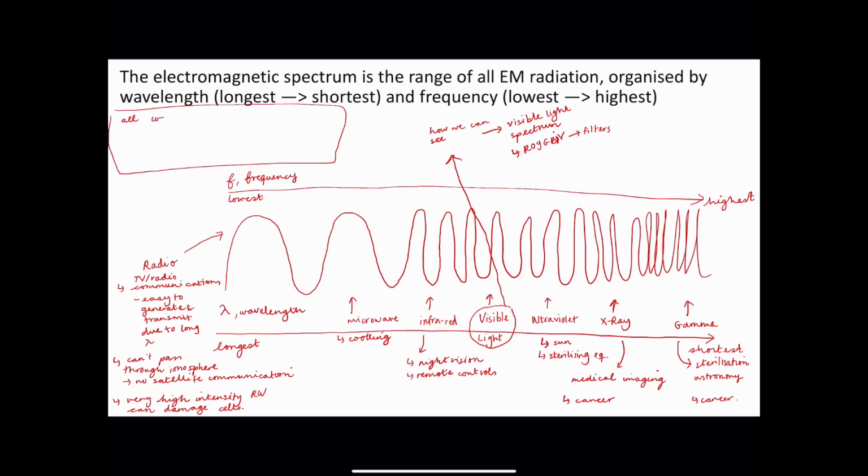All waves travel at the same speed, and that is the speed of light, which is 3 times 10 to the 8 meters per second, or it's 3 followed by 8 zeros meters per second, if you want to see that number written down. So that's how fast every single one of those waves travels at in a vacuum.